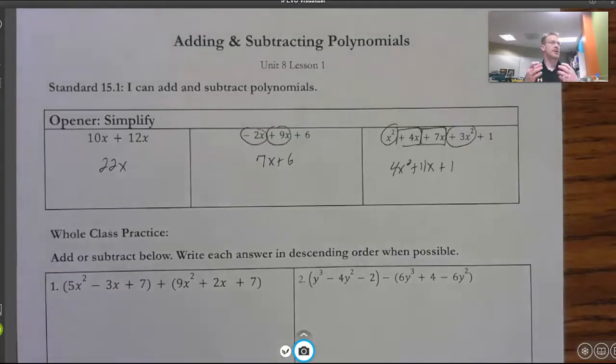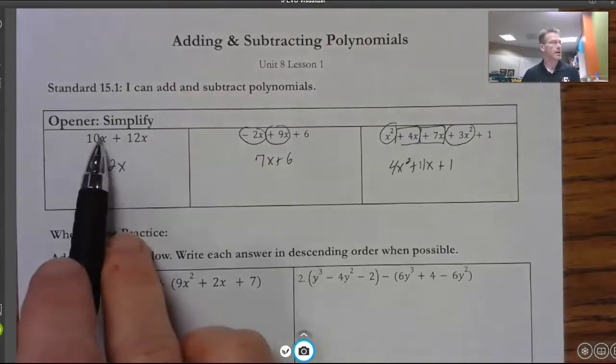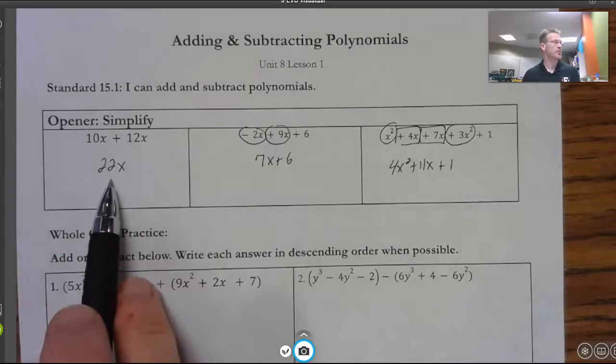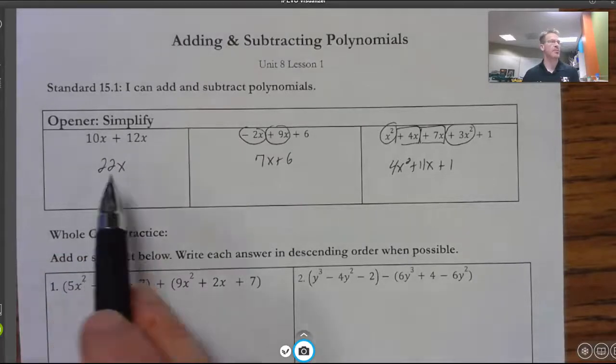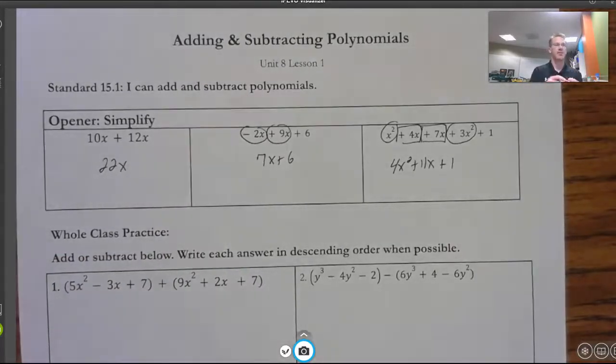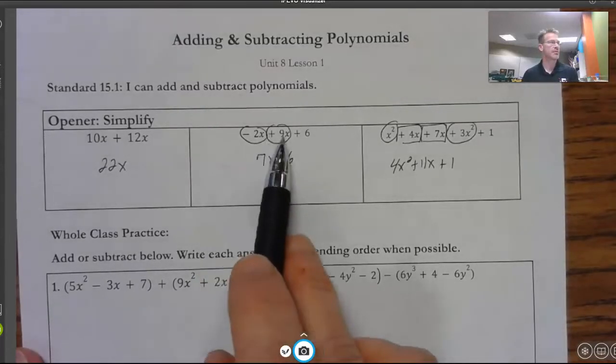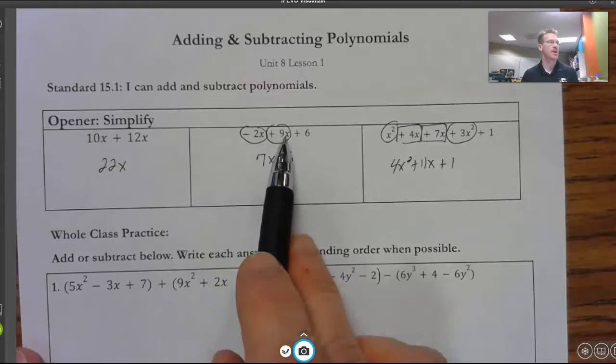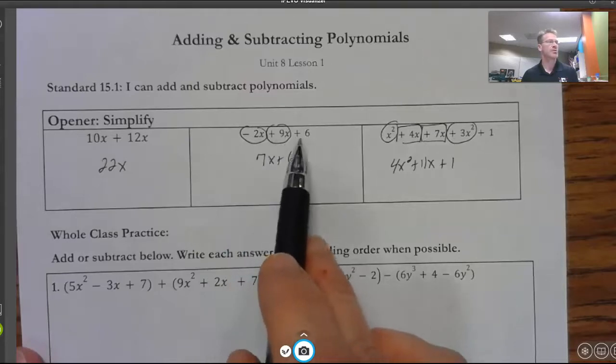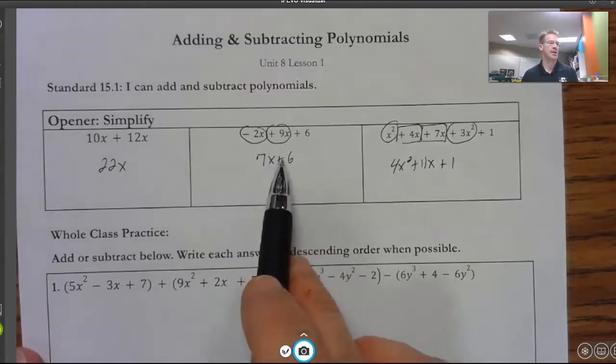All right, so here is my work, and hopefully my work matches your work. But if you look here, 10x plus 12x is 22x. All you're doing is combining like terms. And remember, like terms have the same variable to the same power. So then when I look at our middle problem here, negative 2x plus 9x, those are our 2 like terms, and I combine those, I get 7x. And notice there's not a number to combine 6 with, so I just bring it down.